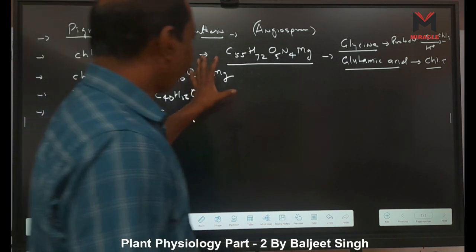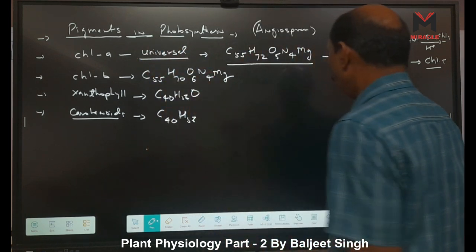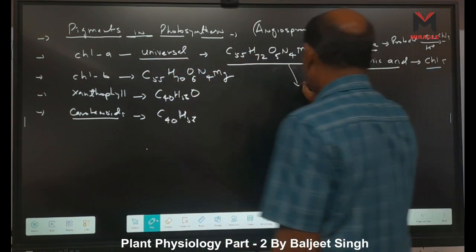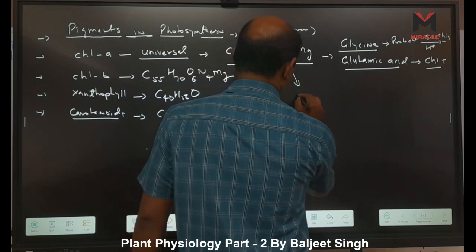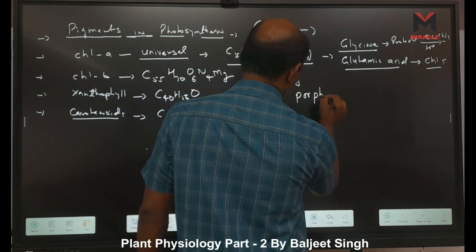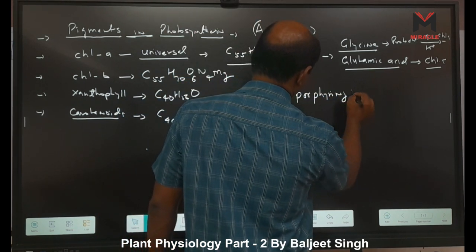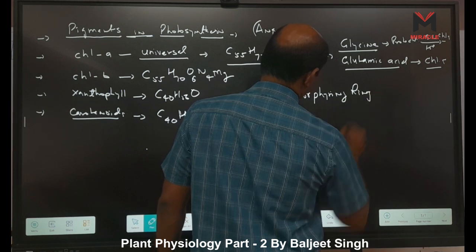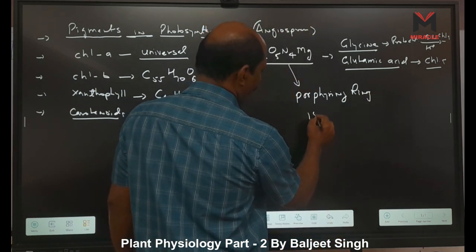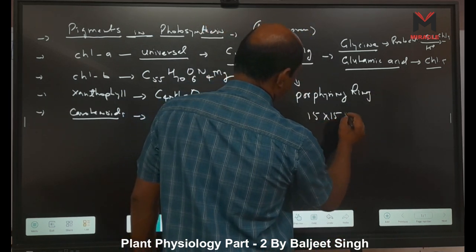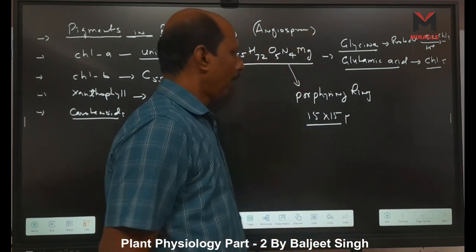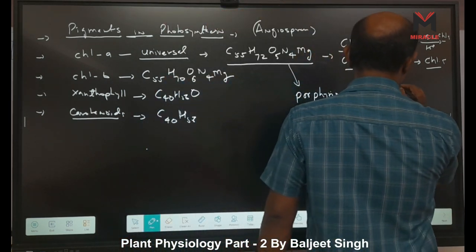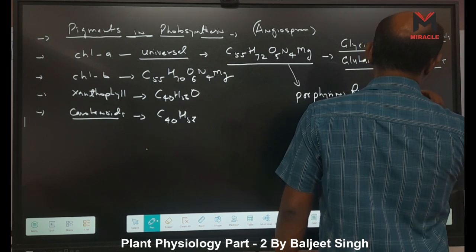Now, when we consider the structure of chlorophyll A, it is made up of two parts. One is called the porphyrin ring, whose diameter is 15 into 15 micron, right? And another one is our phytol ring, the phytol tail.